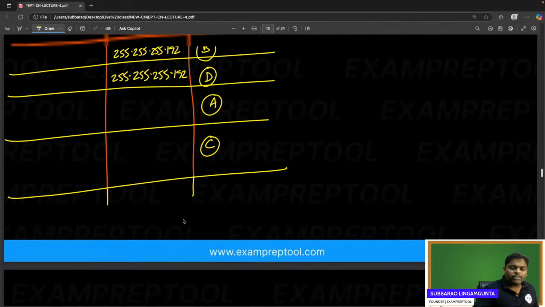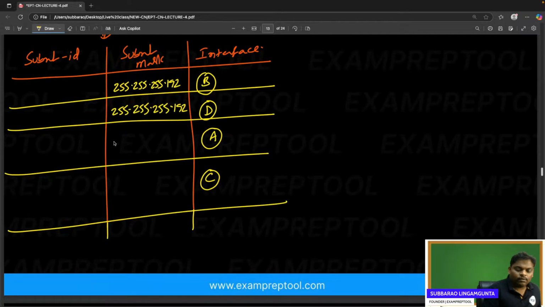The subnet mask is based on how many ones. So network part and subnet part are the same. Definitely all contain the same subnet mask.